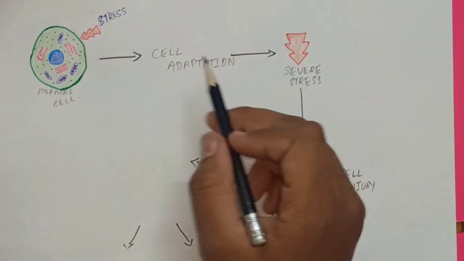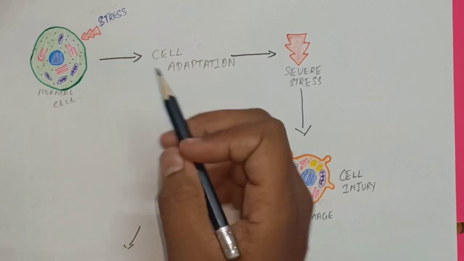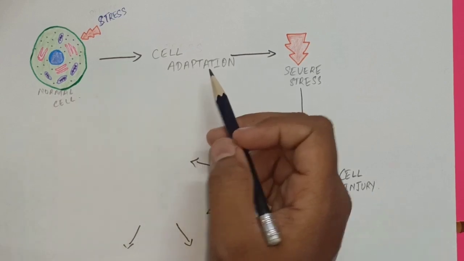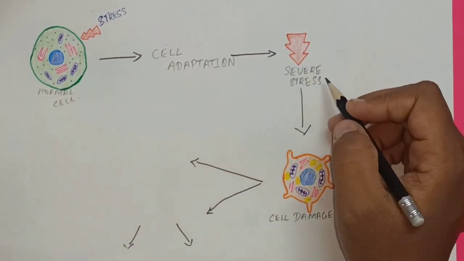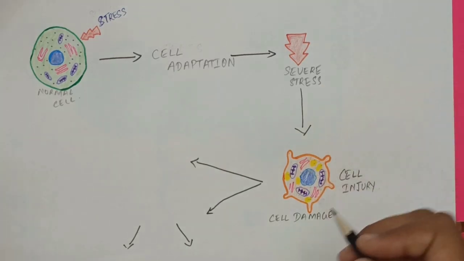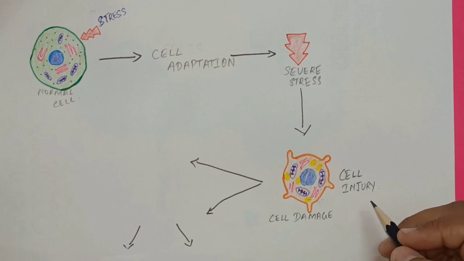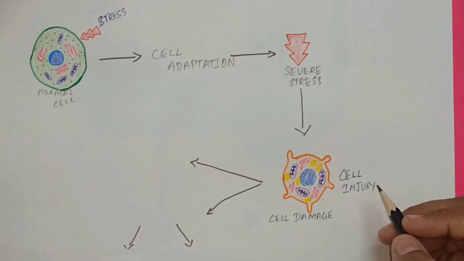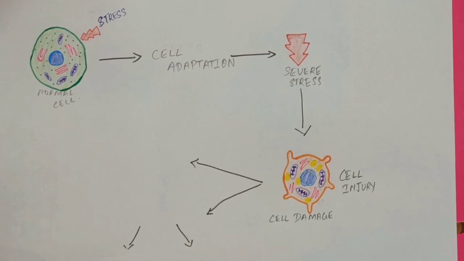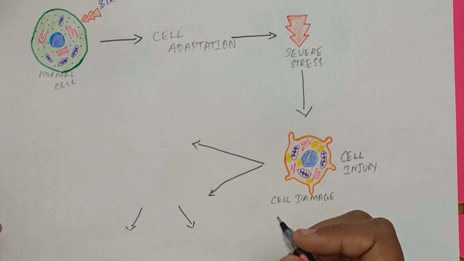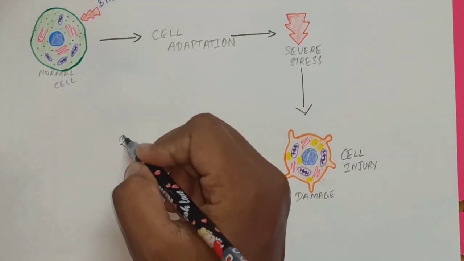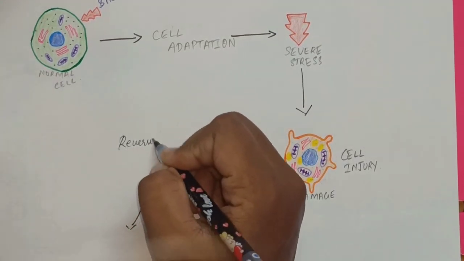So this is the normal cell. Once the stress is applied, it will try to adapt to the situation, and that is called cellular adaptation or cell adaptation. And once the stress exceeds its limitation, it will produce a cell injury or cell damage, that is the damage to the cells, and causes changes or damage in the cellular components too. So it has two types, one is reversible cell injury and the other is irreversible cell injury.